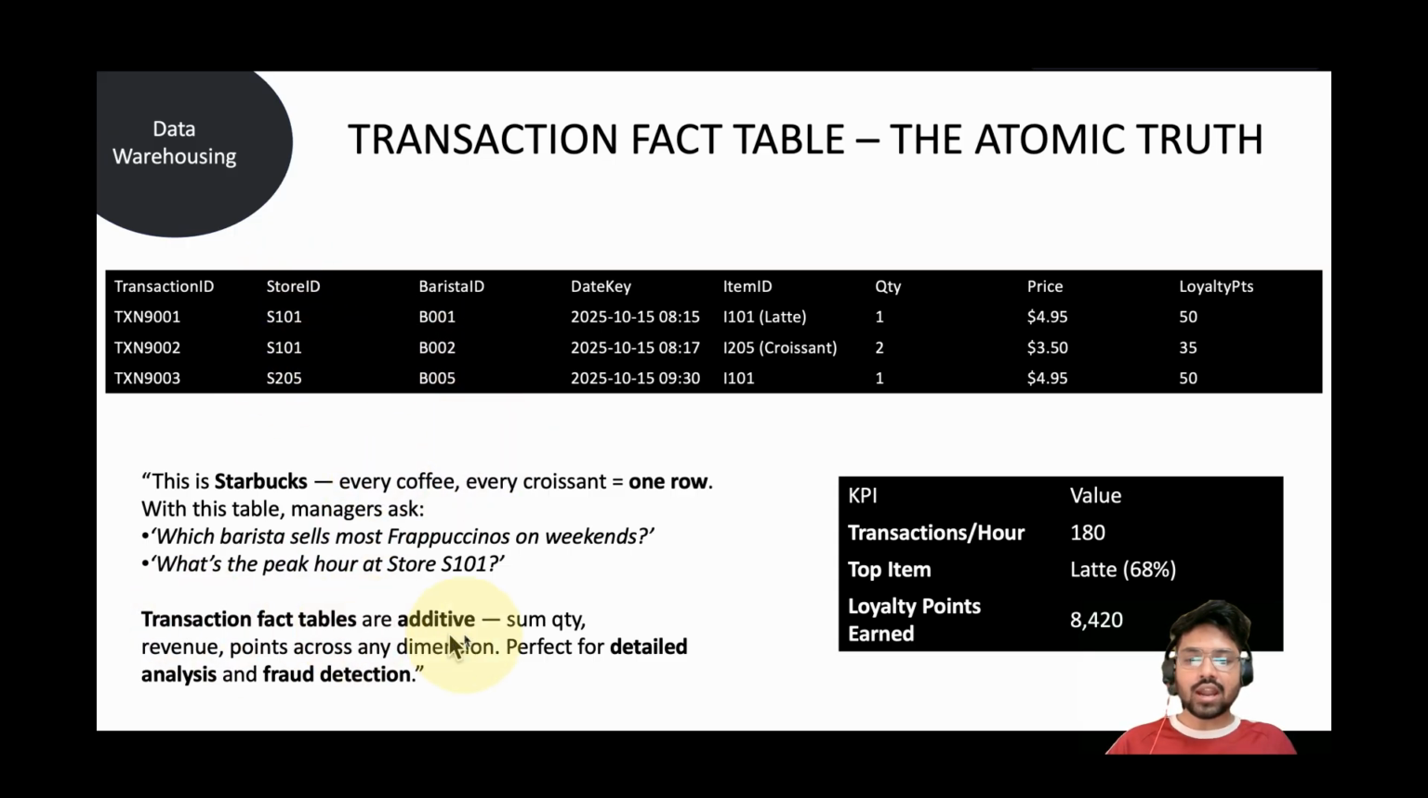Transaction fact tables are additive, so you can sum quantity, revenue, points across any dimensions. For example, in transaction fact tables, we can calculate by summing up across all the dimensions.